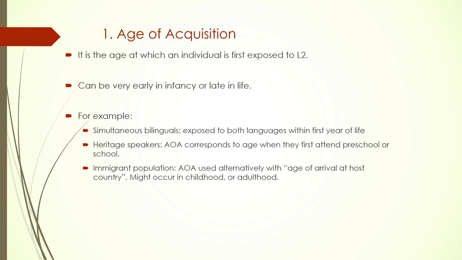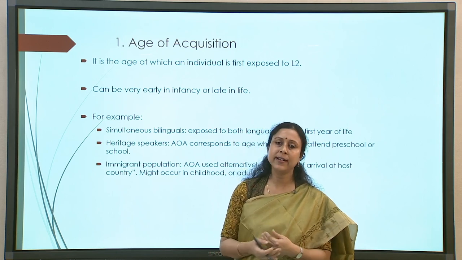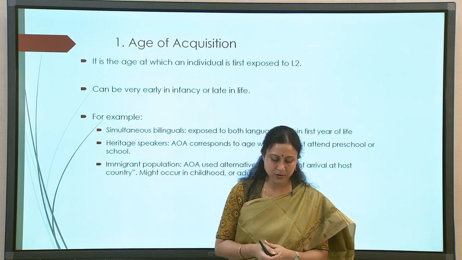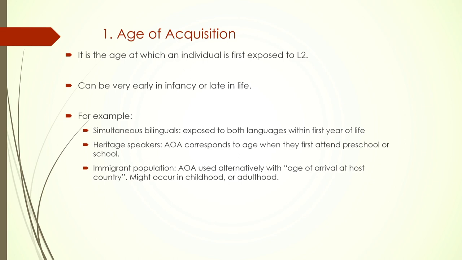Age of acquisition is a variable that will come again and again in whatever area of processing we are talking about, because as we have seen, language acquisition can happen at various levels. There can be simultaneous bilinguals, there can be sequential bilinguals, and today we also have many other categories within sequential bilinguals. So we have migrant versus non-migrant, we have heritage speakers versus non-heritage speakers, and so on. So there are so many types. Basically age of acquisition refers to when the individual is first exposed to the second language. It can vary from early in infancy to late in life.